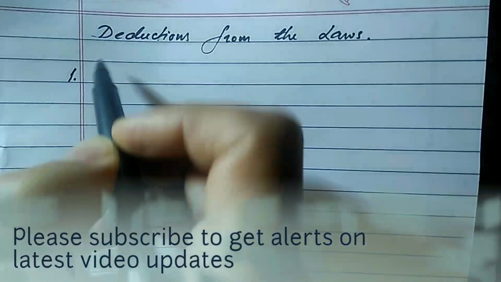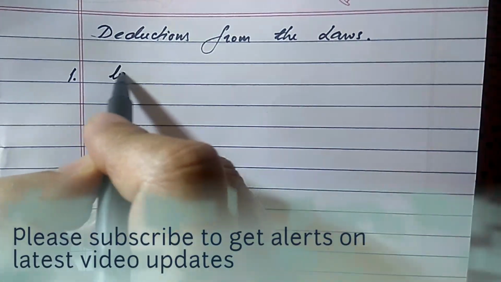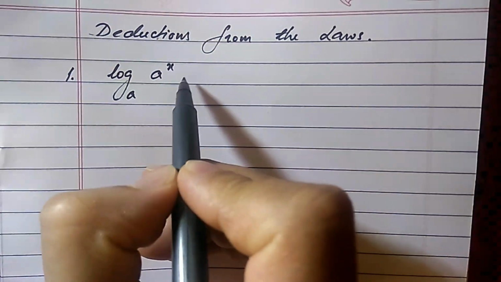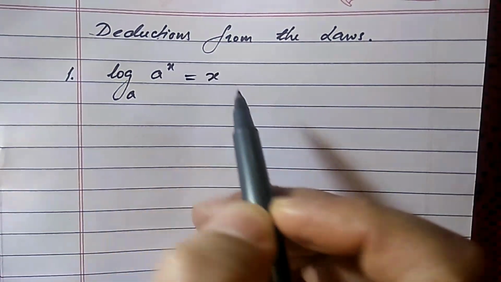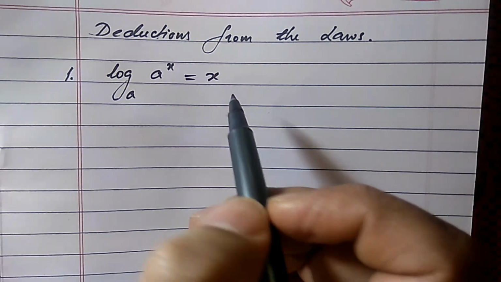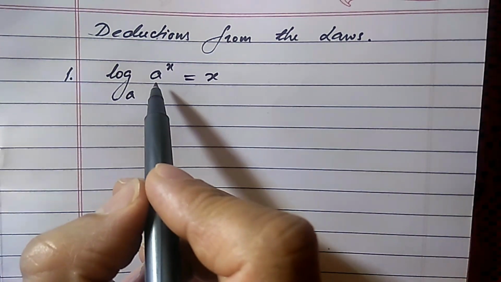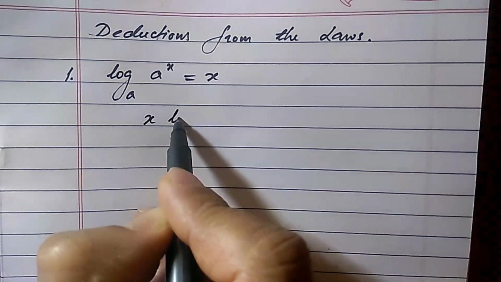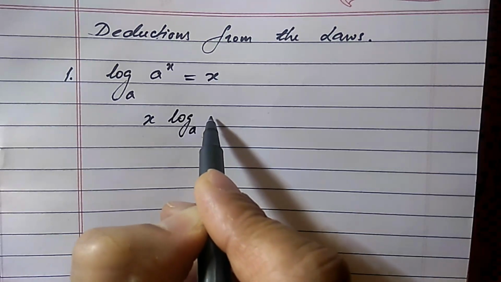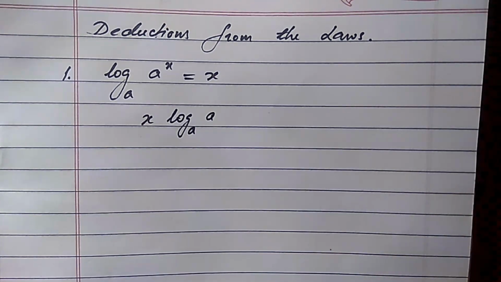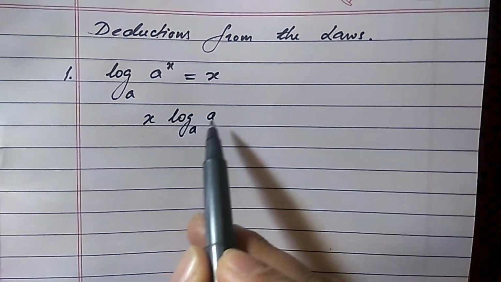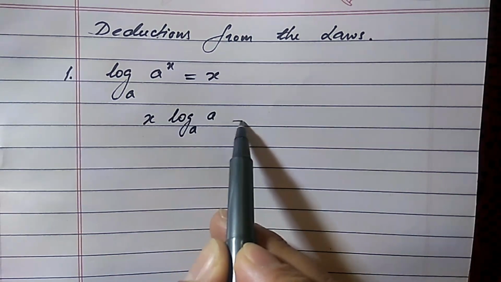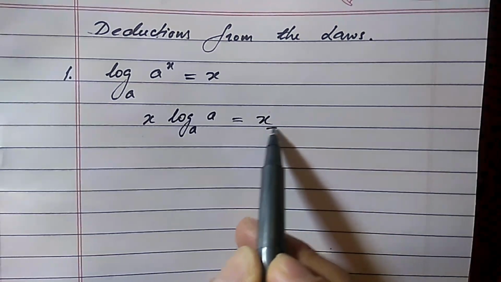Number one, if you have log of a to the power x with base a, then its value is equal to x. How? We can write this log of a to the power x with base a as x log a with base a. Now since log of a with base a is equal to 1, therefore we can write this equal to x.